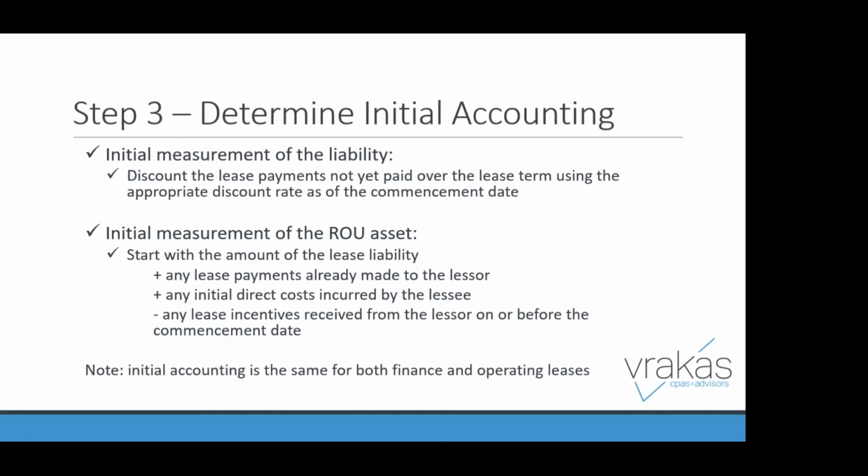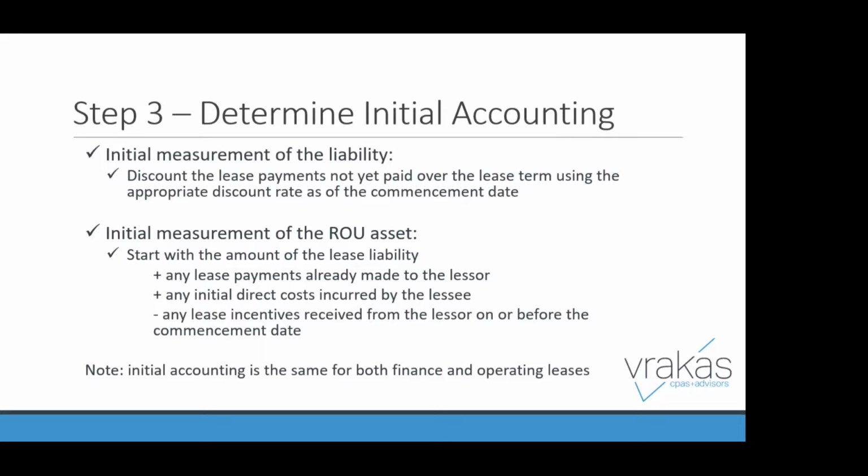So the initial accounting is actually the same for both finance and operating leases. What you're going to do is you're going to take all those lease payments that we talked about, those fixed payments, the variable payments, if they depend on a rate or an index, security deposits, etc. So any payments that have not been made over the entire lease term, you're going to use your discount rate and calculate the net present value of those lease payments on the commencement date. That's going to be your liability.